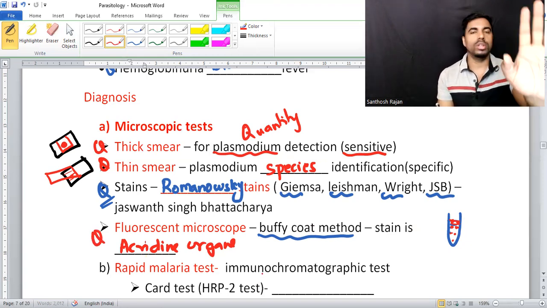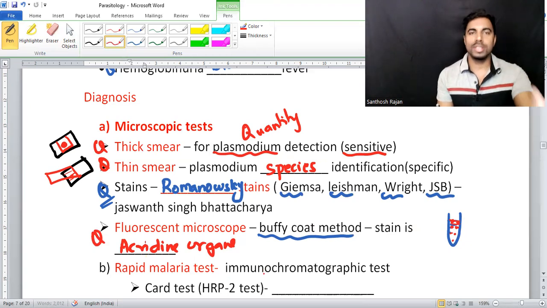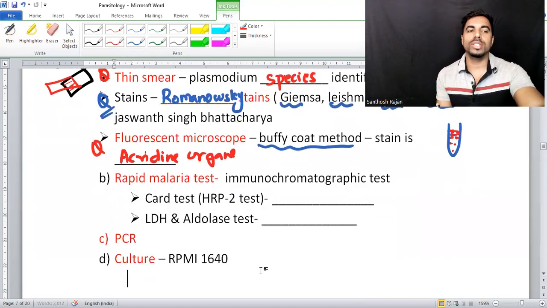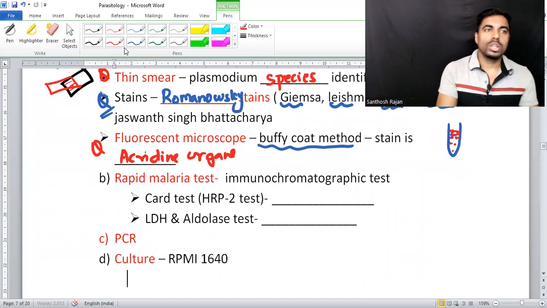Your smear is the gold standard, smear is the best, okay? That's the way you will identify everything. And smear, again, thin smear for speciation and thick smear. And then your fluorescent. And for rapid test, what you do is the CART test. So CART test, also an important question asked. What is the CART test?